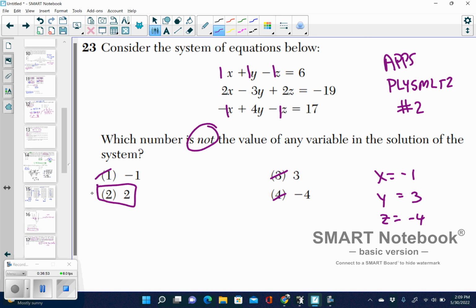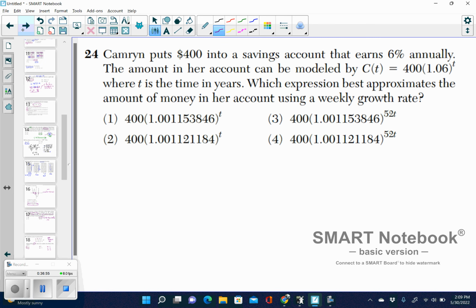Okay. All right. Last question for the multiple choice. So Cameron puts $400 into a savings account that earns 6% annually. Okay, so it's asking you which can, so this is earn 6% annually, and it's asking you to convert it into weekly. So I want you to remember that in 1 year, there are 52 weeks, okay? 1 year, 52 weeks. We did not do this a lot, so if you get this question wrong, no big deal. But what you have to do is you have to plug it into this formula.